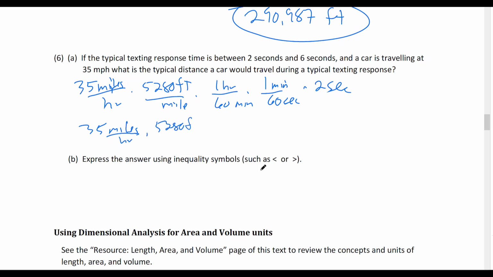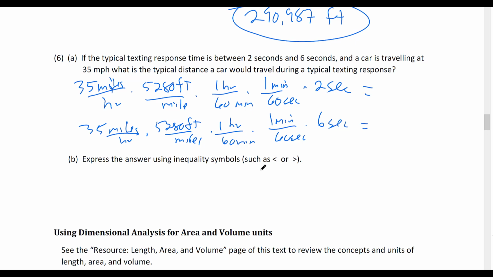5,280 feet per mile. This lesson's getting a lot longer than I thought it'd be. Times 1 hour per 60 minutes. Times 1 minute per 60 seconds. Times 6 seconds. I could have just multiplied that answer by 3, couldn't I?